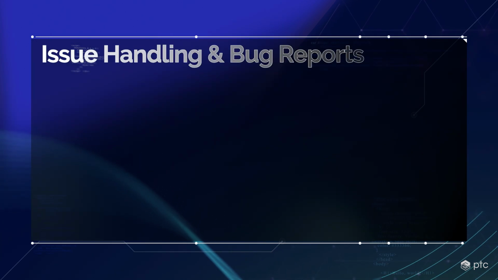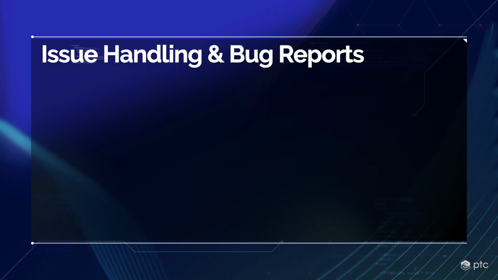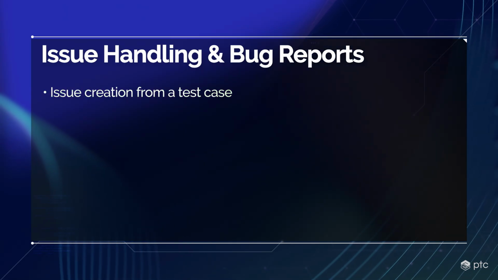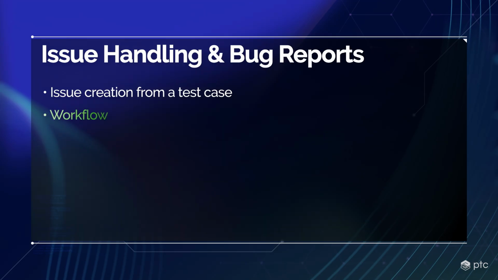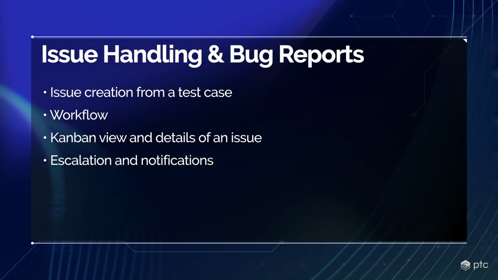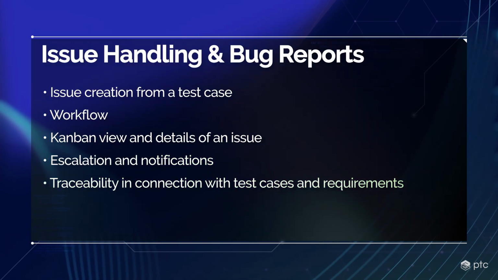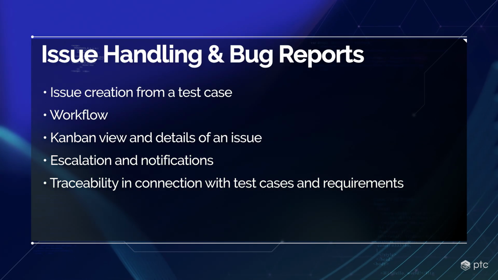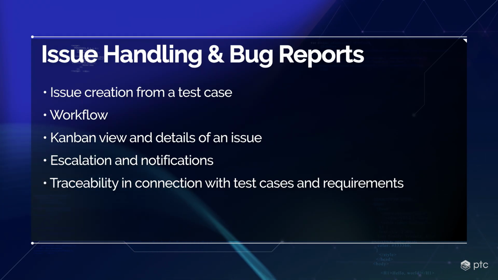In this video, we will talk about issue handling and bug reports. We will create an issue from a test case, talk about the workflow of issues, take a look at the Kanban view and the details of an issue, examine the escalation and notification options, and create a bottoms-up traceability report to investigate how an issue is related to a test case and the requirement.